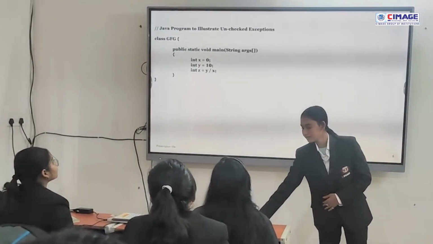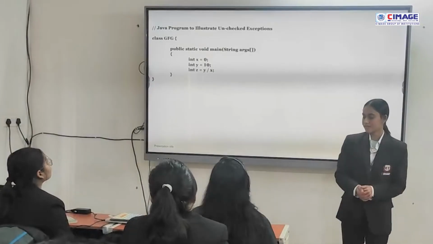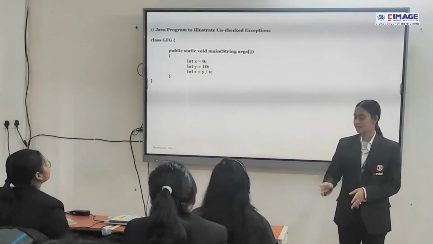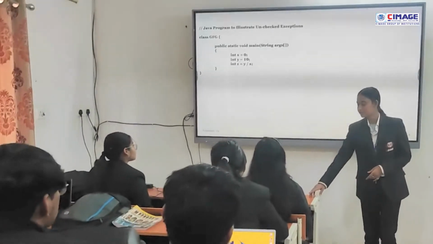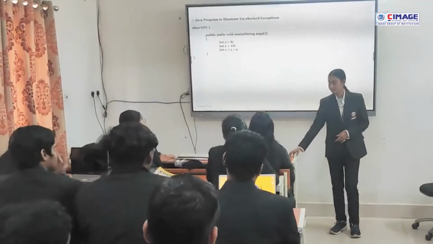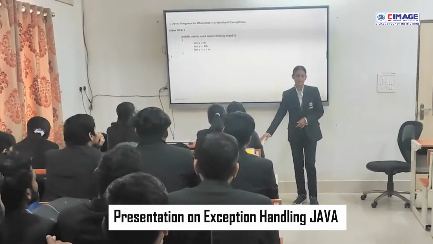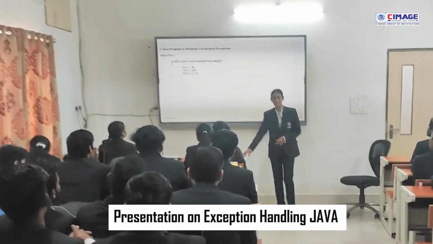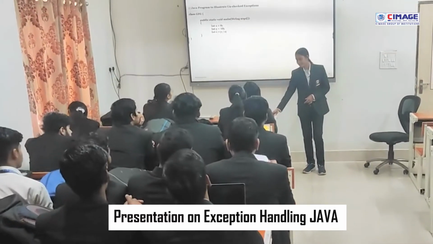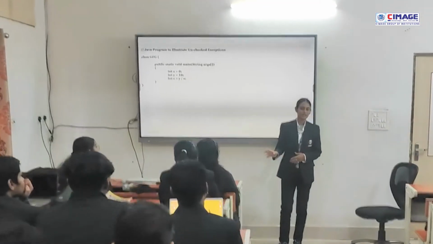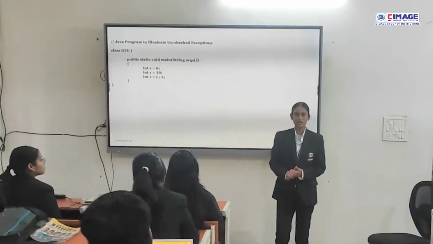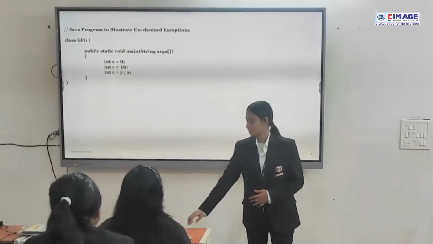And in the next slide, this is the unchecked exception. This is the main class that contains the main method of the class, and I have declared integers named x and y, and initialized them to 0 and 10, and then I perform those operations. It is mathematically incorrect, that's why it throws an arithmetic exception.